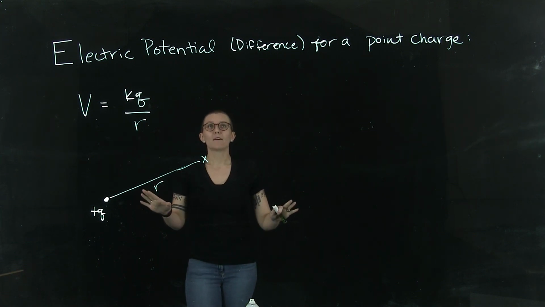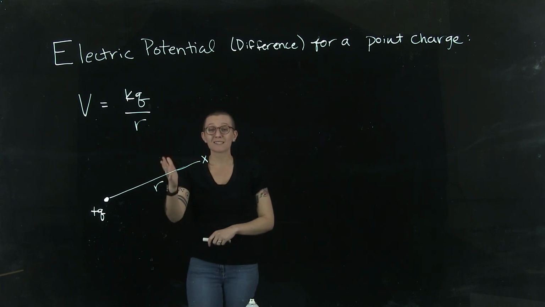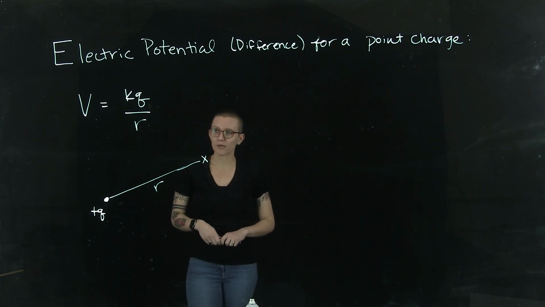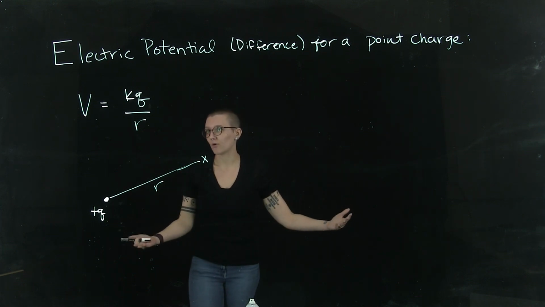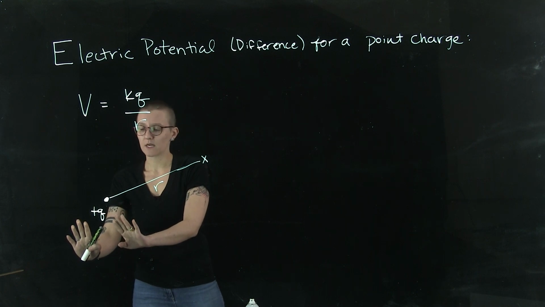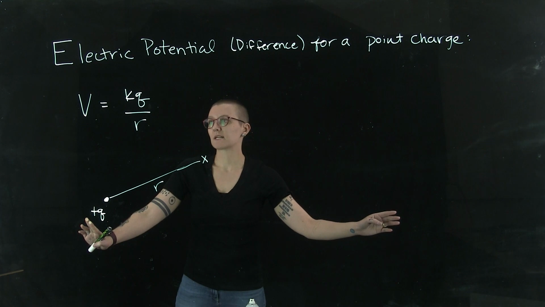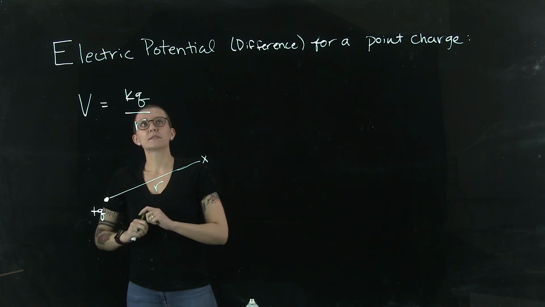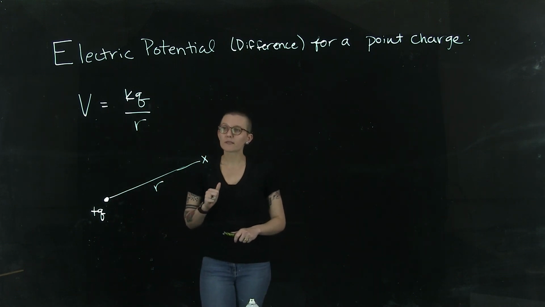Now notice I don't have a difference here. I haven't written a delta. But what I've done is I've already set my reference point. I'm setting my reference point to be V equal to 0 when you are infinitely far away. So when you're infinitely far away from this plus Q charge, I've said that my potential is going to be 0. So I'm essentially saying KQ over R minus 0 is just going to be my potential difference here. So I'm setting my reference point, like we talked about in the previous video, to be V equal to 0 when you're infinitely far away.